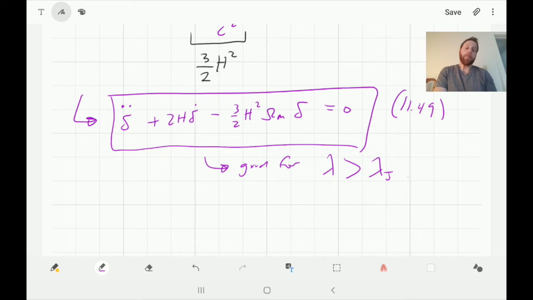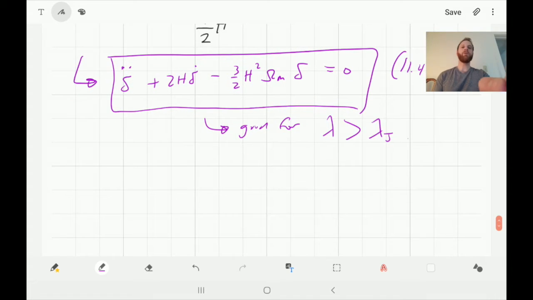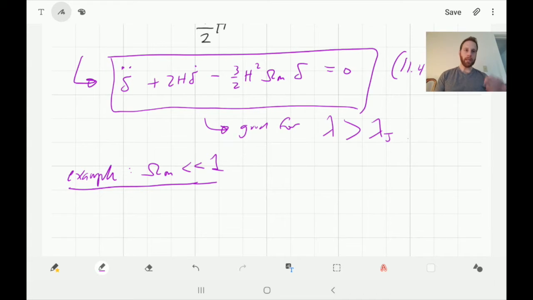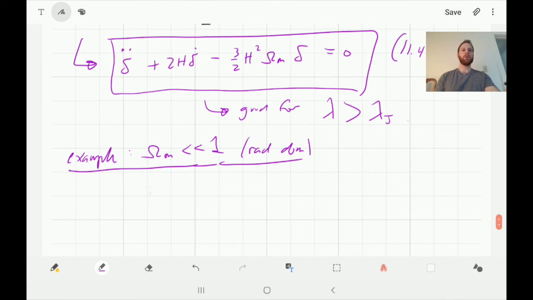Okay, so there are some examples that we can do as laid out in the book, and we're going to do these live, and you're going to see me struggle with math perhaps. Let's do examples. Example number one: the matter component of the universe is very small. What does this mean? If omega matter is much, much less than 1, we will ignore that first term. This would be, for example, during the radiation-dominated portion of the universe. Okay, so let's see what we get.